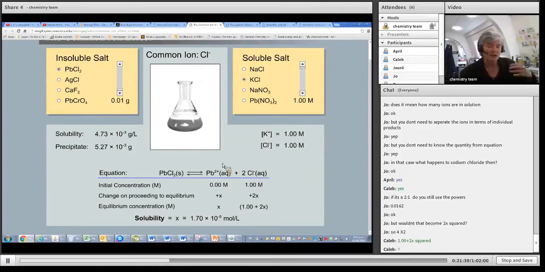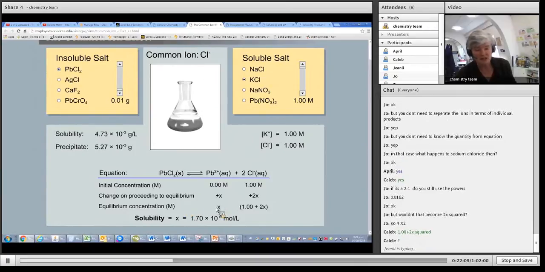So I say 0.1 times 0.2 squared. So that's what you're thinking of. When I have a common ion, the concentrations are over here. Okay? I don't have to double it, because that 2x is already the doubling part, and I've ignored it because I've said it's tiny in comparison to 1. So I just have to say the solubility product is equal to x times 1 squared.